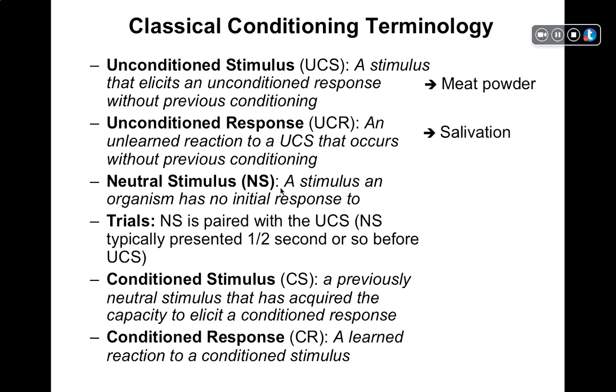And then we have a neutral stimulus. That's a stimulus an organism has no initial response to. In the Pavlov studies, it was the bell. And then that neutral stimulus is repeatedly paired with the unconditioned stimulus.